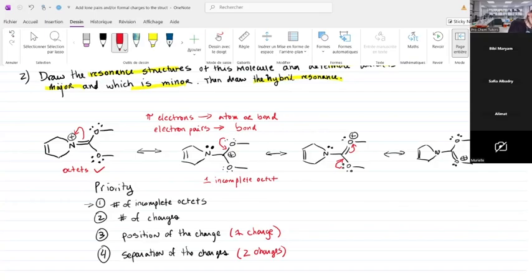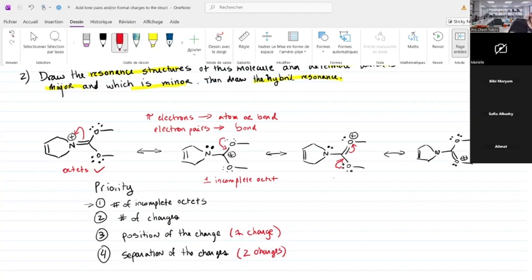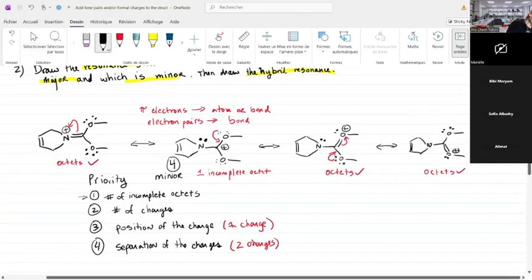On this structure here, the third one, we have a full octet again. You can count for yourself. And same thing for this last structure here. So this tells us that this compound here, the second one, is the minor. The least stable, yes. All right, so that's priority number one. So it's the first thing that you should be looking at.